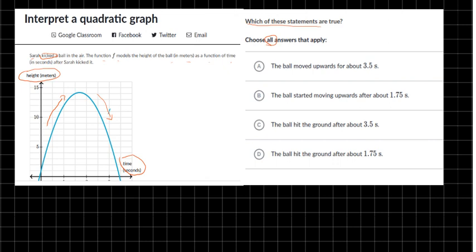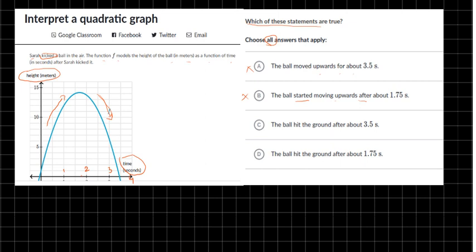So the ball moved upwards for about 3.5 seconds. This is 1, this is 2, this is 3, and over here is 4. So it didn't move upwards for 3.5 seconds. It moved upwards a little bit less than 2 seconds, so that's not right. The ball started moving upwards after about 1.75 seconds. After here, it started moving downwards, so that's not true.